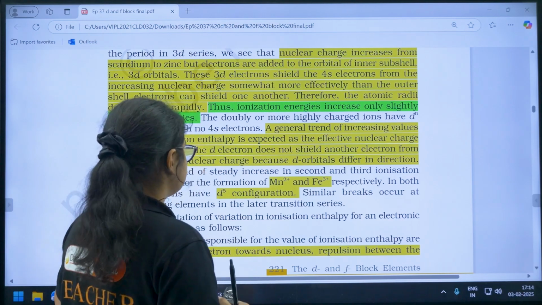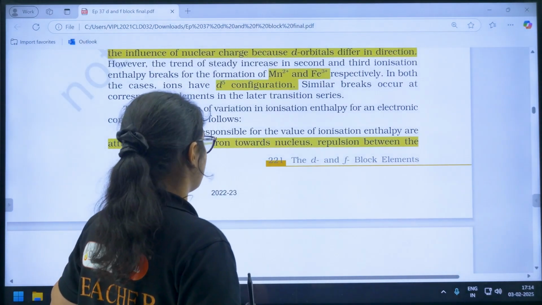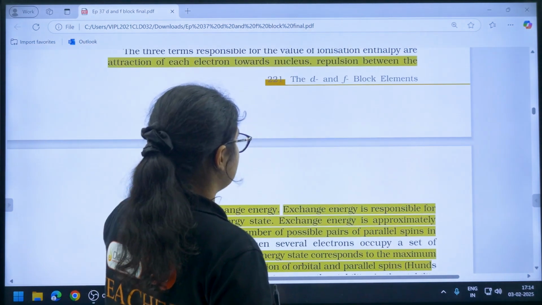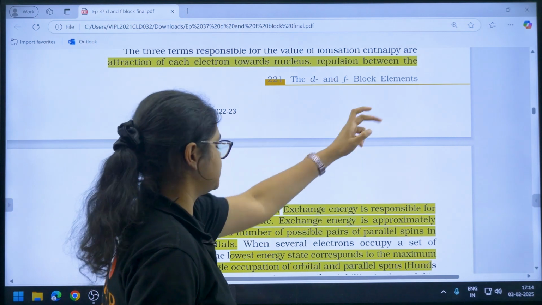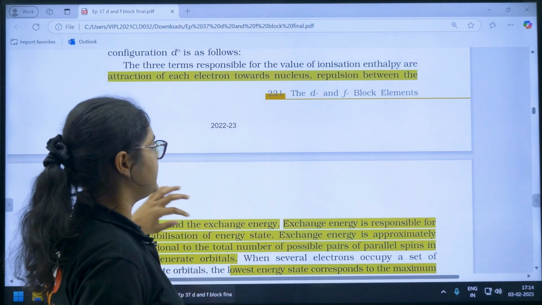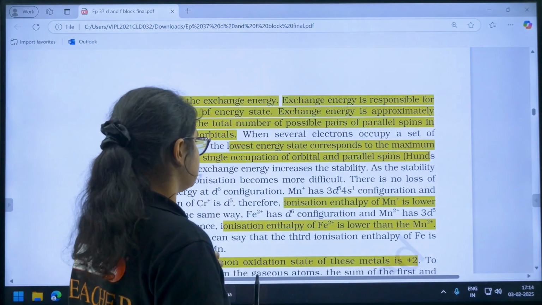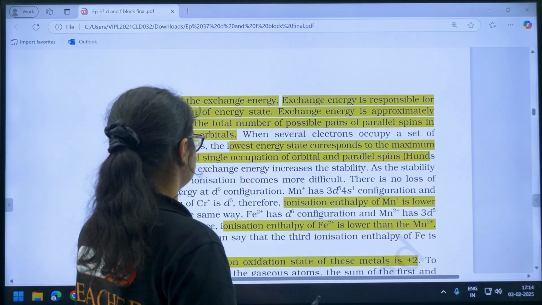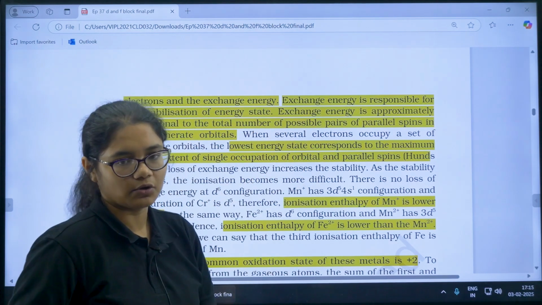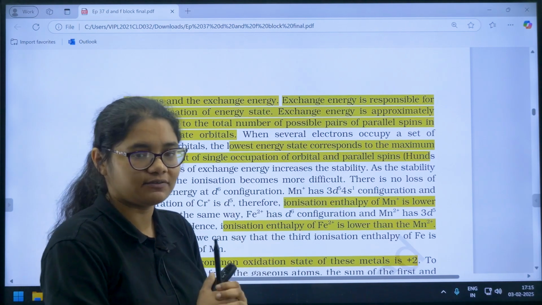Okay. Next, you can compare Mn2+ and Fe3+, d5 configuration. So they will have higher enthalpy. So what factors does the ionization energy depend on? Repulsion between the electrons, exchange energy, and the attraction between the electrons and the nucleus. What is exchange energy? It is the measure of the stabilization of the energy state, and it is approximately equal to the total number of possible pairs of parallel spins in the degenerate orbitals. However many parallel spins you can have, that much exchange energy will be there.